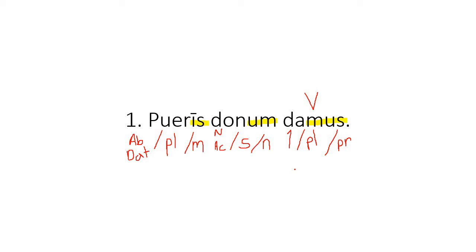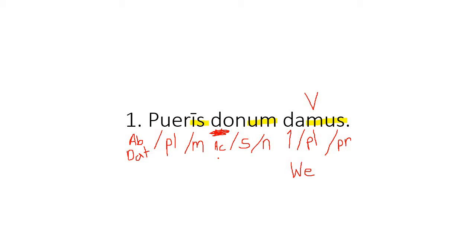So knowing that this is we, first person plural is we, mus means we, that means that donum over here is not going to be our subject, because the only way we can have a separate word as the subject is if our verb is in the third person. So since this is first person, we cannot have donum as the subject. Remember, if it was the subject, it would be nominative case. So we know right off the bat that it is accusative case. So we cross out nominative.